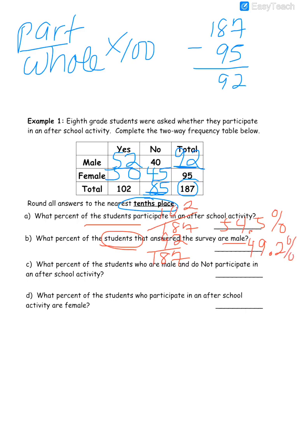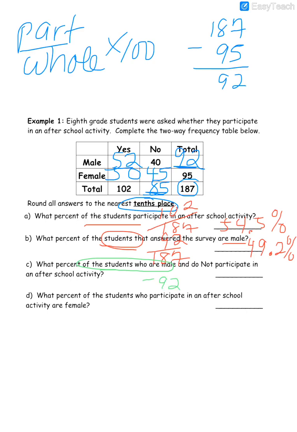Okay, let's take a look at C. Here's where these get a little bit harder. What percent of the students who are male do not participate in an after-school activity? Okay, so let's think about this carefully. What percent of the students who are male? So we're going to look at the students who are male. So how many students are male?